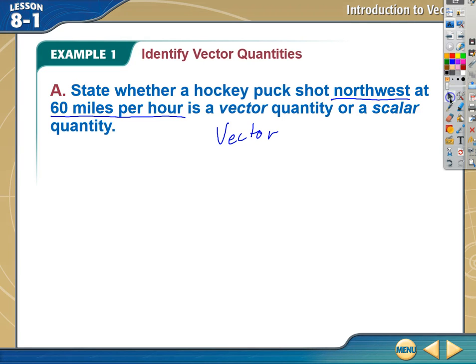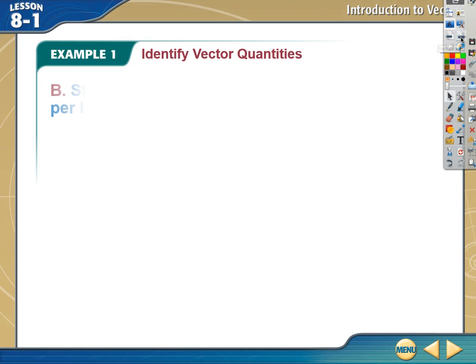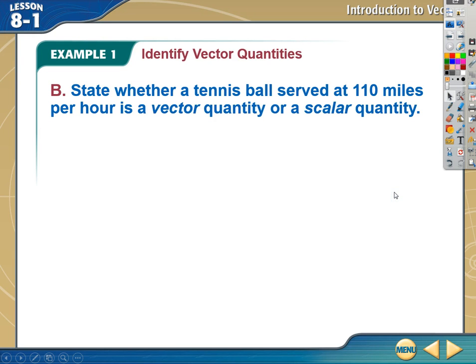What about the next one? This tennis ball is served at 110 miles per hour. Is this a vector or a scalar? Answer it in your head. If you said scalar, you are correct. If you said vector, you're wrong, because I don't know which direction I shot it. Again, vector: magnitude and direction. 110 miles per hour, that's my magnitude. Which way did I hit it? I don't know. I could have hit it towards the judge because I wasn't happy at him. I could have hit it down the line. It doesn't tell me. So it is not a vector. But what about the next one?